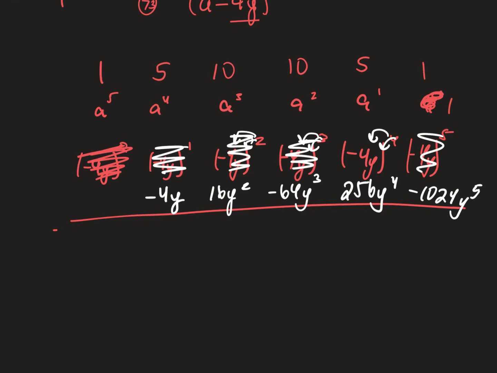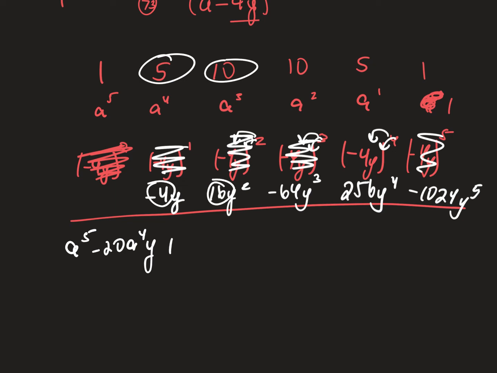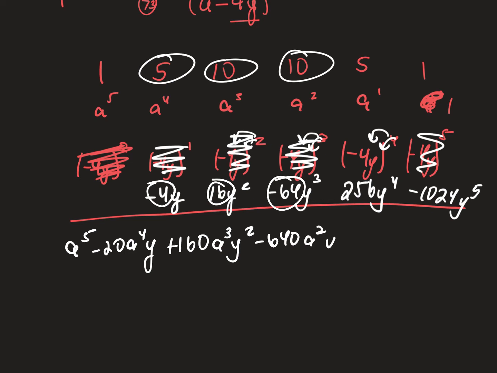Now that we have everything simplified, what do I do? Multiply which way? You're going to multiply down, right? Multiply your numbers, coefficients, and then stick the letters together. So I have 1a to the fifth, so a to the fifth. I have 5 times negative 4 is negative 20, and then I have a to the fourth, y to the first. 10 times 16 is 160, a to the third, y squared. 10 times negative 64 is negative 640, a squared, right, y to the third.